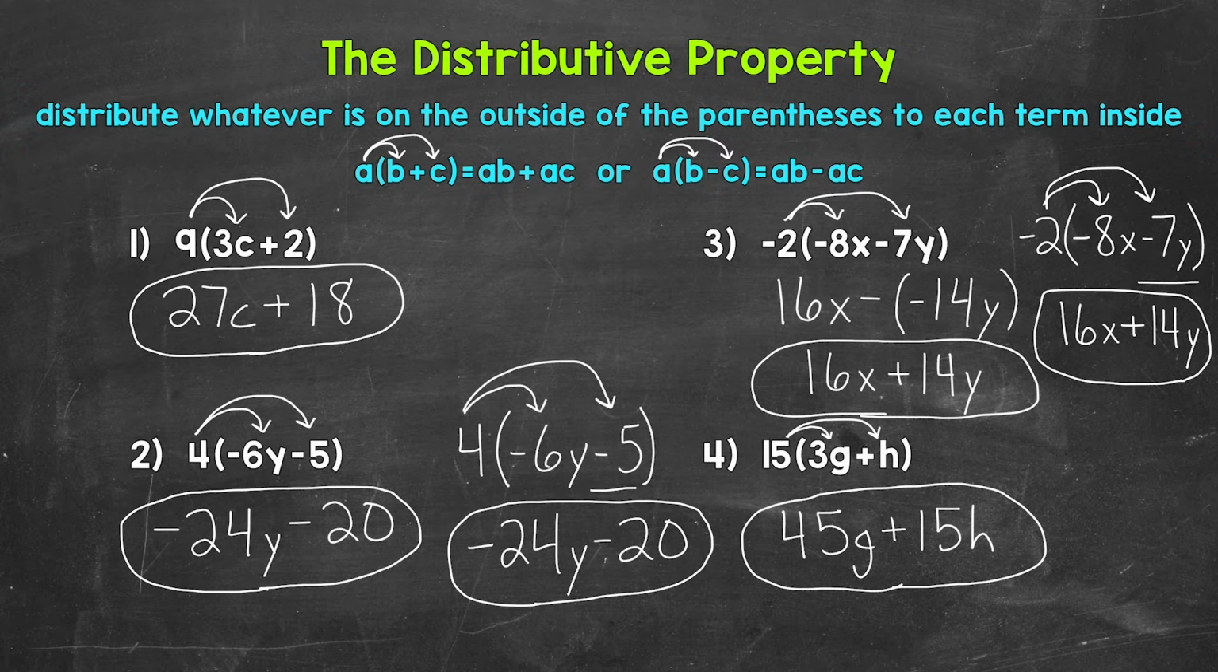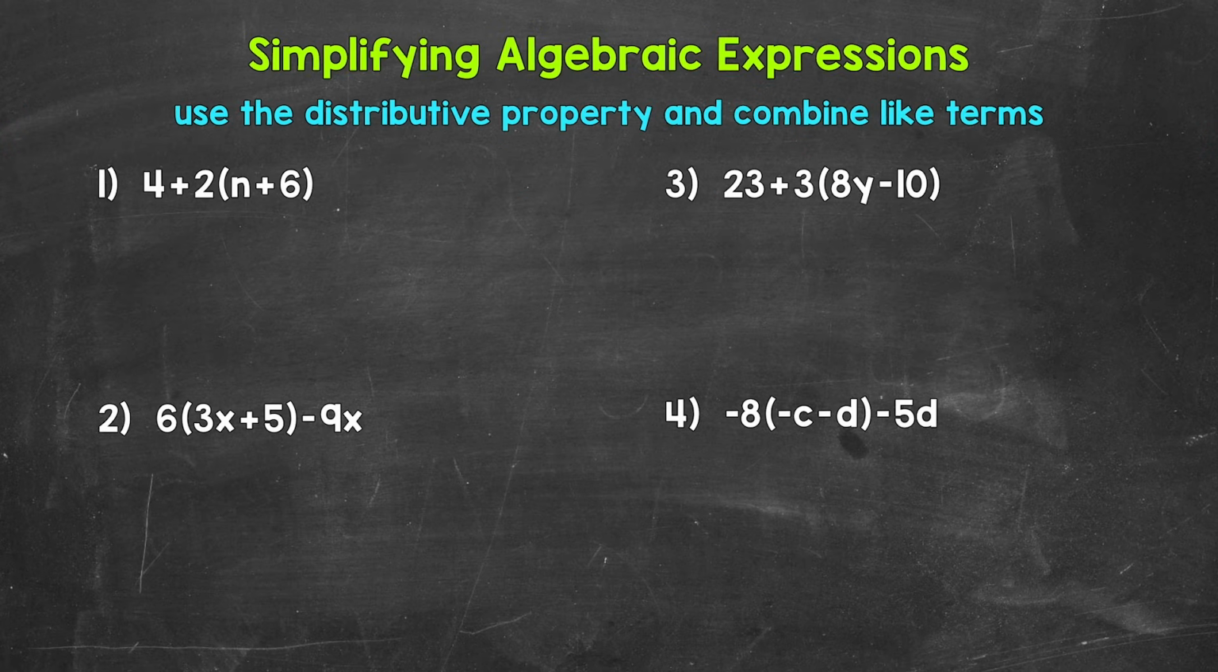So there are the basics of using the distributive property to simplify algebraic expressions. Let's move on to some examples of algebraic expressions that will need to be simplified using both the distributive property and combining like terms. Here are 4 more algebraic expressions that we need to simplify. We will use both the distributive property and combining like terms. Let's jump into number 1, where we have 4 plus 2, and then in parentheses, n plus 6.